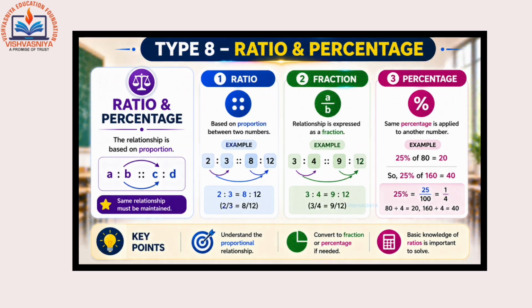Next type is ratio and percentage analogy. Here, the relationship is based on proportion. For example, 2:3 becomes 8:12. In percentage, if 25% of a number is taken, the same percentage will be applied to another number. These questions require basic understanding of ratios.